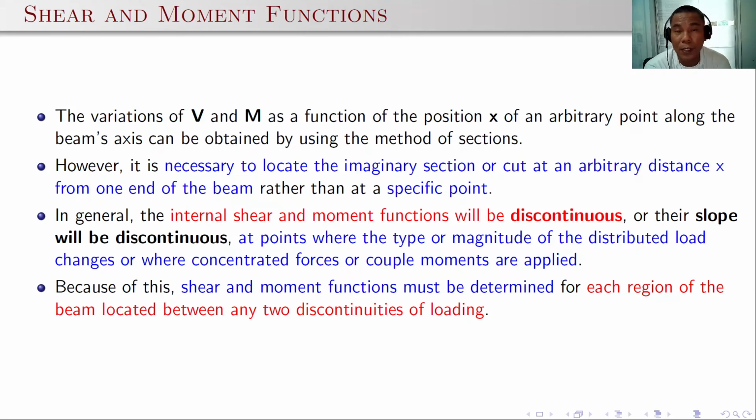The variations of the shear and moment as a function of the position x of an arbitrary point along the beam's axis can be obtained by using the method of sections. However, it is necessary to locate the imaginary section or cut an arbitrary distance x from one end of the beam rather than at a specific point. In general, the internal shear and moment functions will be discontinuous. Remember, these functions will be discontinuous.